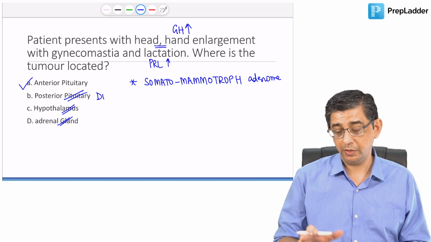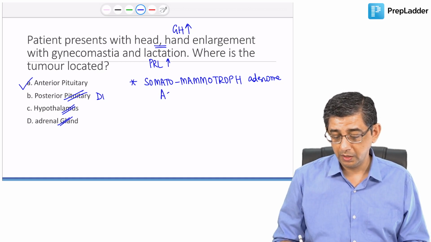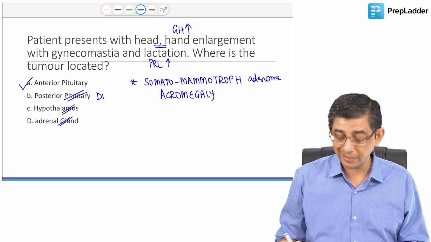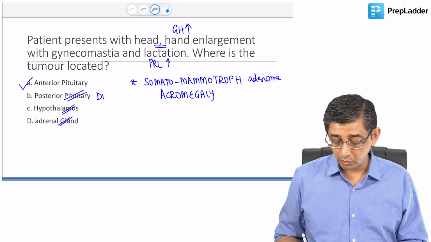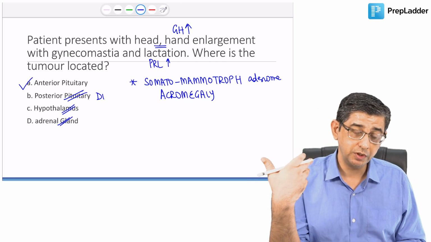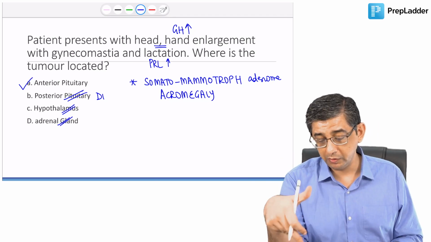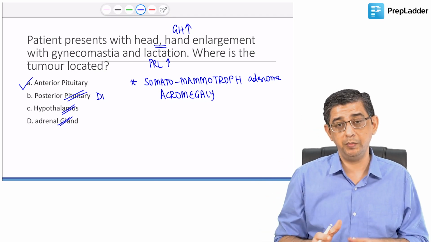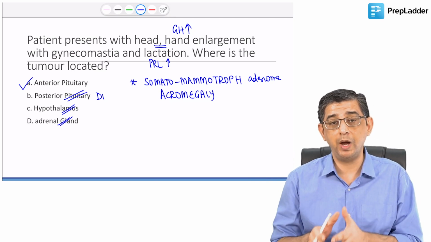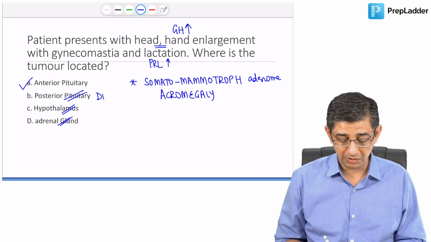The basic concept is that patients with acromegaly can also be having galactorrhea. They can also be having excess of prolactin per se. So don't be under an impression that galactorrhea is seen only with a prolactinoma. It can even be seen with acromegaly. As I said, you could be having a somatotroph adenoma, you could be having a somatomammotroph adenoma. The answer to this question is option number A.